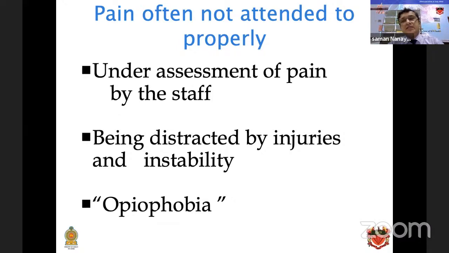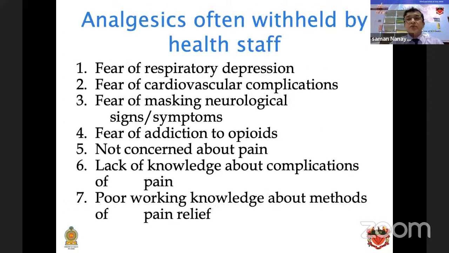Opiophobia. So we have learned about opioids, but we are the most scared about using opioids. Every time you have to use an opioid, most of the health staff are concerned whether this patient will have hypotension, respiratory depression. Those are not side effects that are going to happen all the time. If you use it on the correct patient at the correct time, those things are not going to happen. So what are the reasons that we withhold analgesics? Fear of respiratory depression, fear of cardiovascular complications, fear of masking neurological signs, fear of addiction.